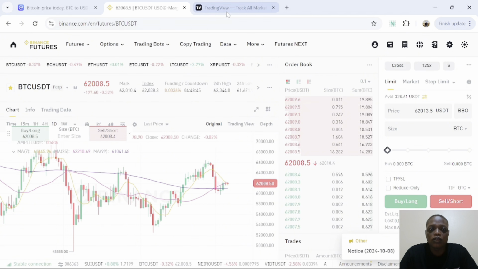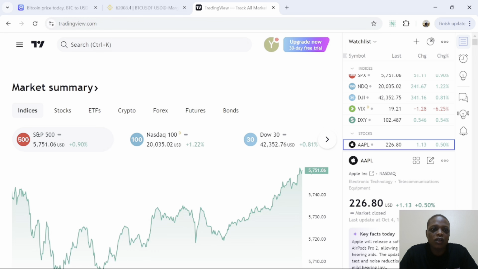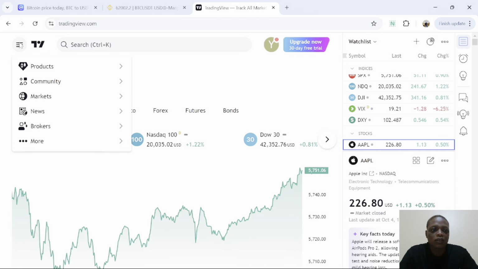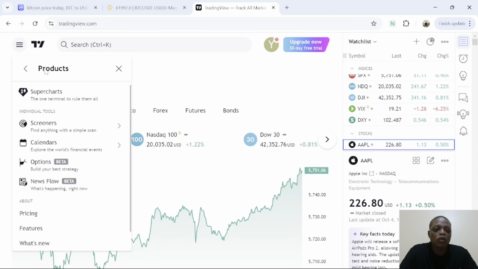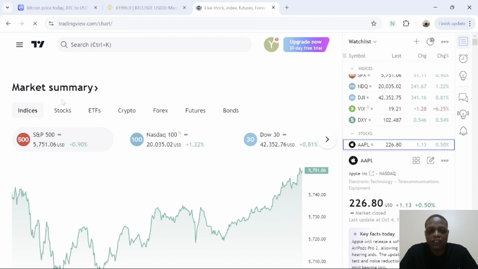So I'll go to TradingView again. Go to a website called tradingview.com. Then you click on the menu bar at the top left hand side. After clicking on it, you select product. When you select product, you are going to select super chat. That's what we are going to be using. So click on super chat here.